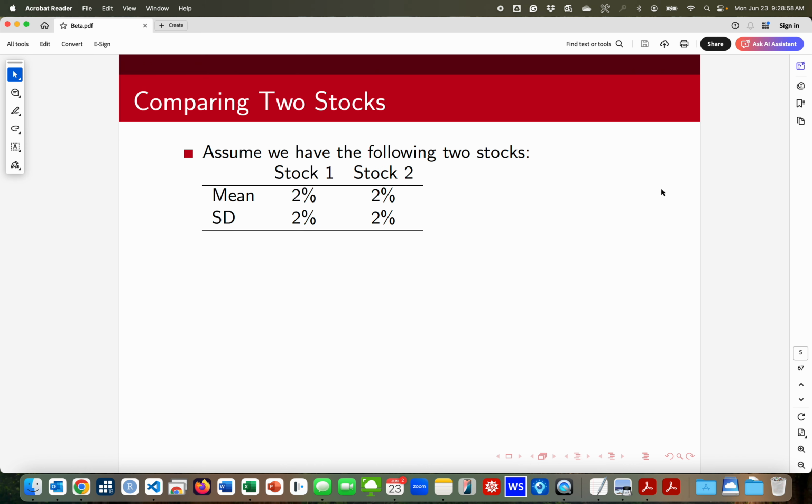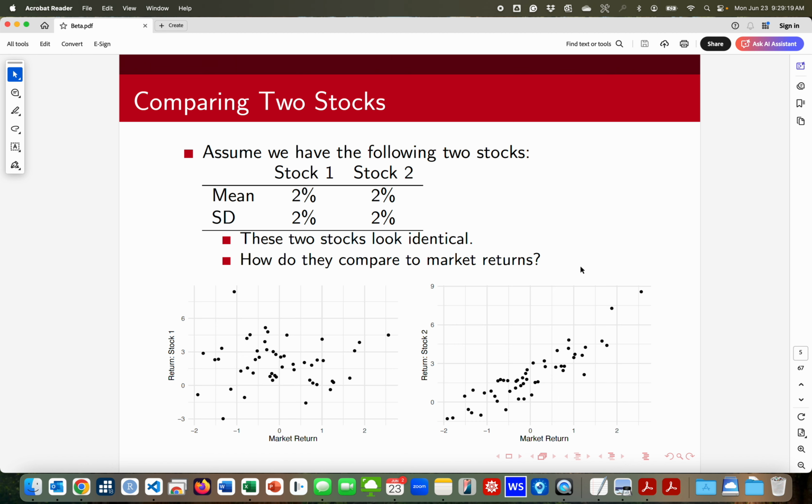So another example here, looking at standard deviation and return, we have two things, both with a mean of 2% and a standard deviation of 2%. So both of these look identical. They have the same standard deviation, they have the same average return, but they are going to be very different. So even though they look identical, when we compare those to the market return, they look very different. So notice the market return down here. We're always going to use the S&P 500 as our market return.